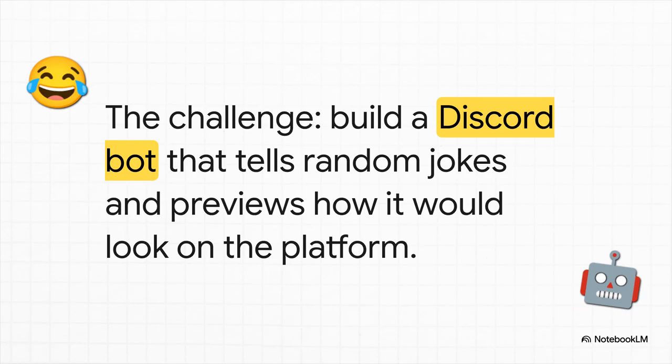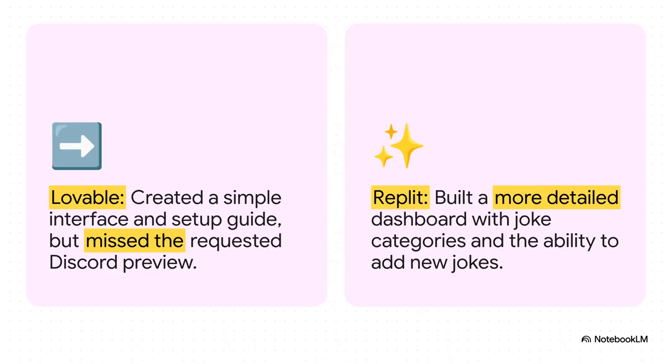The prompt was clear. A user types a command and the bot should pop back with a friendly joke. It even asked for a preview of how it would look inside Discord. Now, this is where it gets really interesting, because you can see how each AI kind of thinks differently. Lovable gave us a simple interface for grabbing jokes and a really helpful setup guide, but it totally missed that request for a Discord preview.